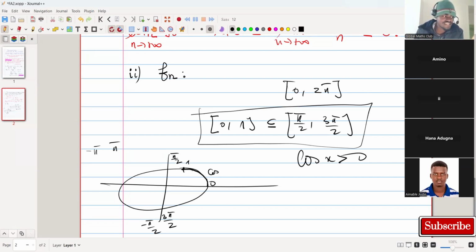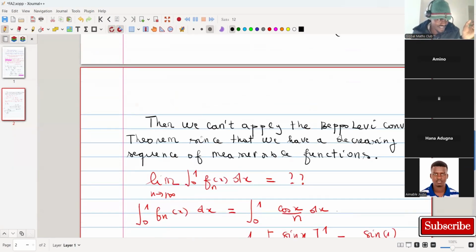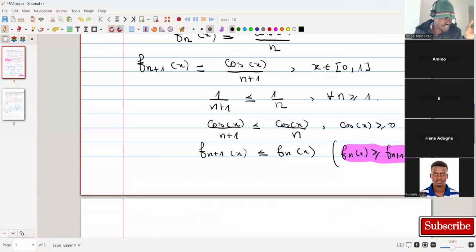And if the cosine is negative, it means that we are going to switch the position, and we are going to have now an increasing sequence. It means that it will be possible to apply the Beppo-Levi theorem. And by the end of the day, we are going to have the same result, because the limit of f here is 0. So we are going to have the limit of the integral of fn equal to the integral of 0, which is 0.